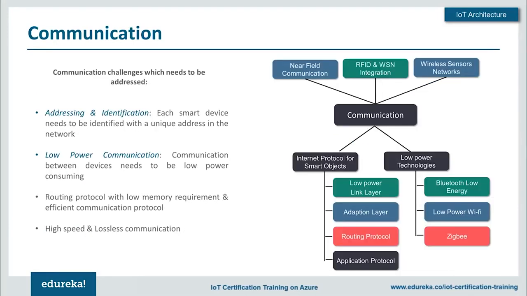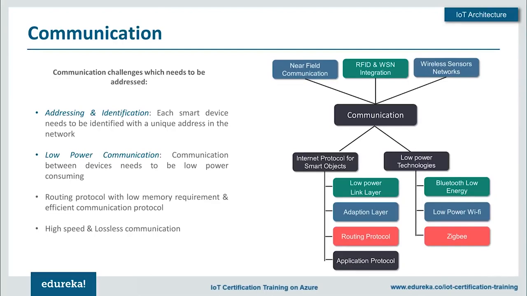Coming to the next layer, which is the most important layer out there, my communication layer. Now, as your Internet of Things environment grows, it is a combination of various heterogeneous devices connected to the internet. These devices need to pass information, and some of the challenges the communication layer should address, first, are addressing and identifying each of these sources of information, wherein I know which device is sending me the information, what that device is, and if I want to communicate back to that device, how do I do that?